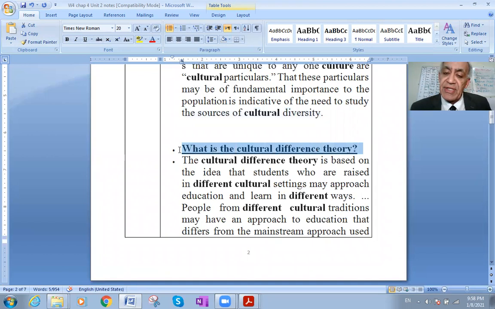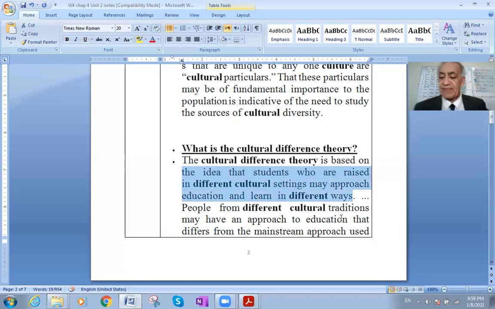What is the culture differences theory? Let's go to the theories now of the culture. What makes the culture different? The theory is based on trying to investigate why cultures are different. It is based on the idea that students who are raised in different cultural settings may approach education and learn in different ways. So the way you are brought up will affect the way you study, the way your life will be, the way you act, the way you behave, all these things.